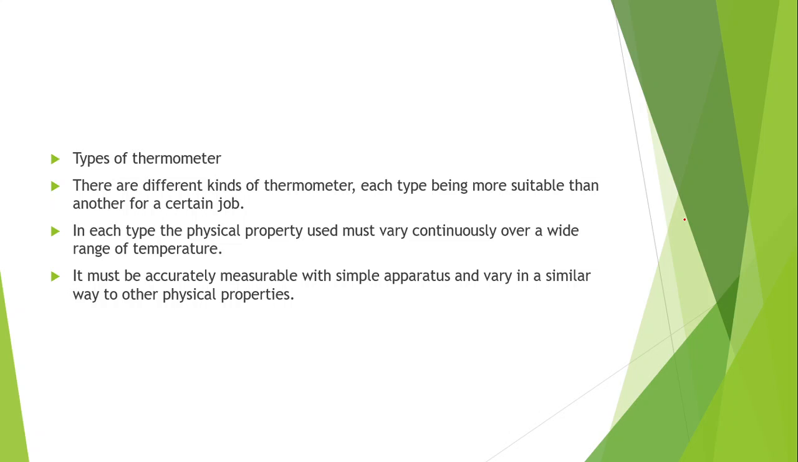Each type, the physical property used must vary continuously over a wide range of temperature. It must be accurately measurable with simple apparatus and vary in a very similar way to the physical properties. So basically, when we're talking about temperature and its measurement, it's really important to have a property that varies linearly with the temperature.